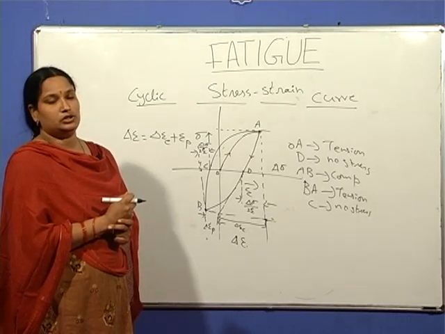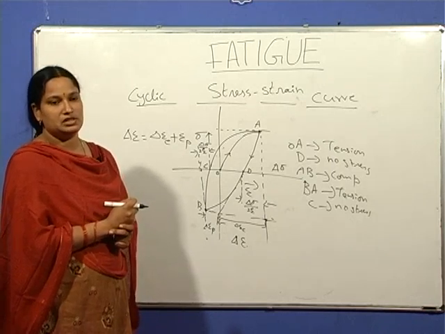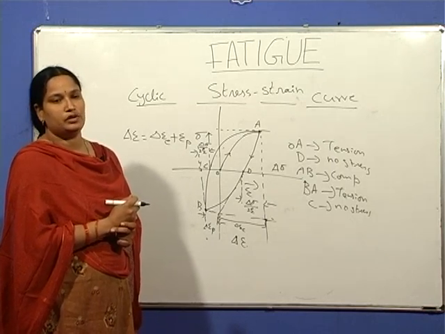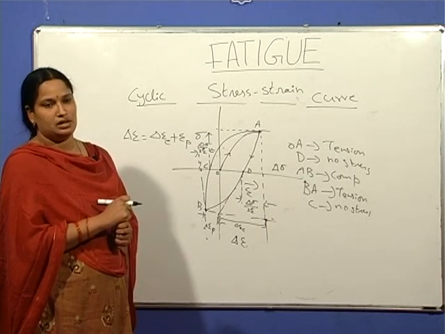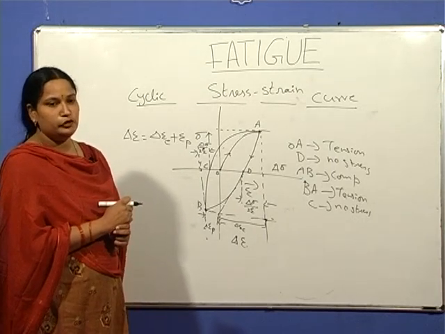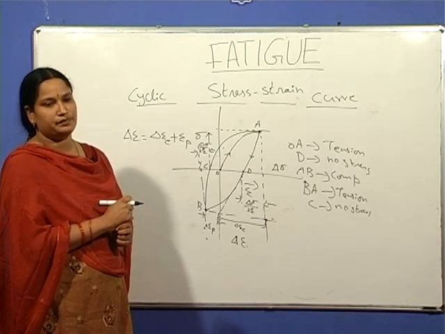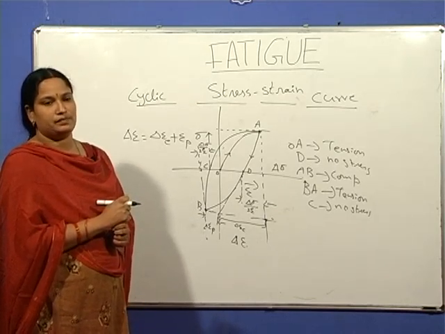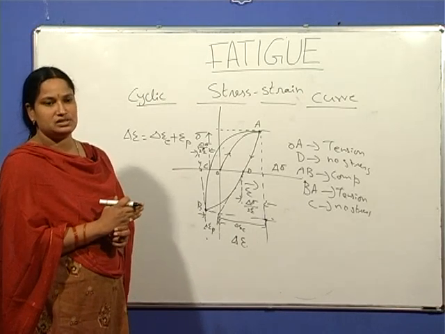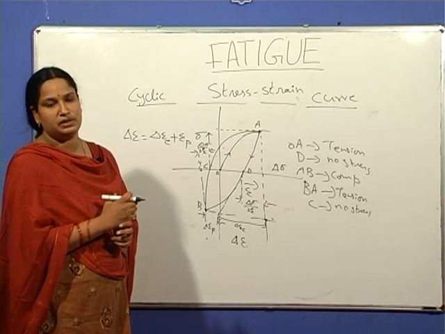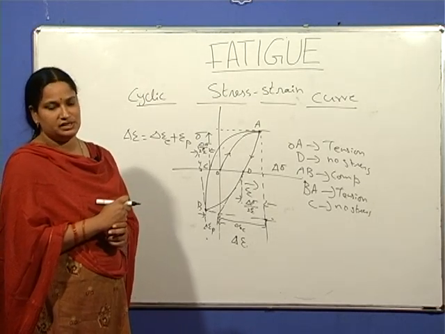Strain controlled cyclic loading is seen for components which are subjected to large variations in temperature, for example nuclear pressure vessels, some components of power machinery, etc. When there are very large variations in temperature, thermal stresses are developed and cause thermal strains.